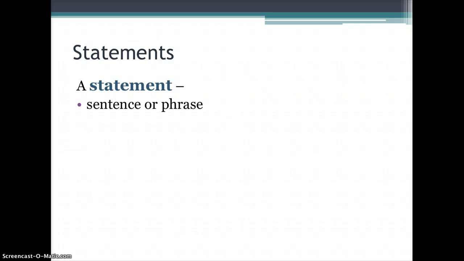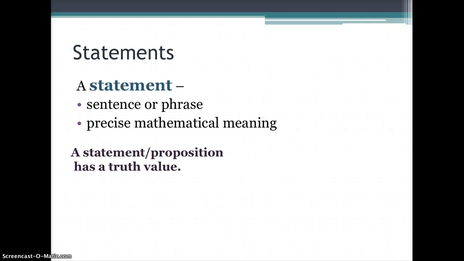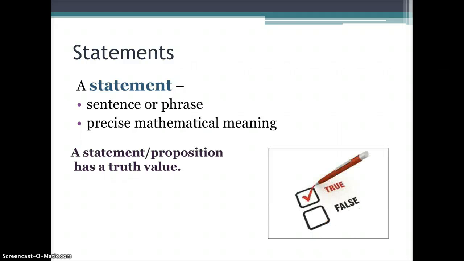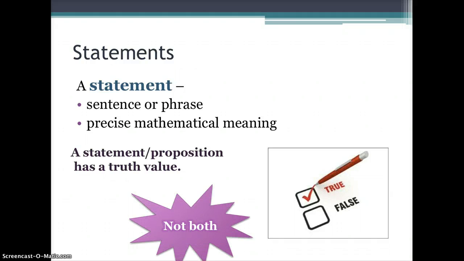First, you need to know what statement means. A statement is a sentence or a phrase, and it also has a precise mathematical meaning. Statement or proposition. I'll be using the word proposition because in other books they also call it proposition. It gives a truth value, and the truth value can either be true or false, and it cannot be both true and false. It must be just true or just false.